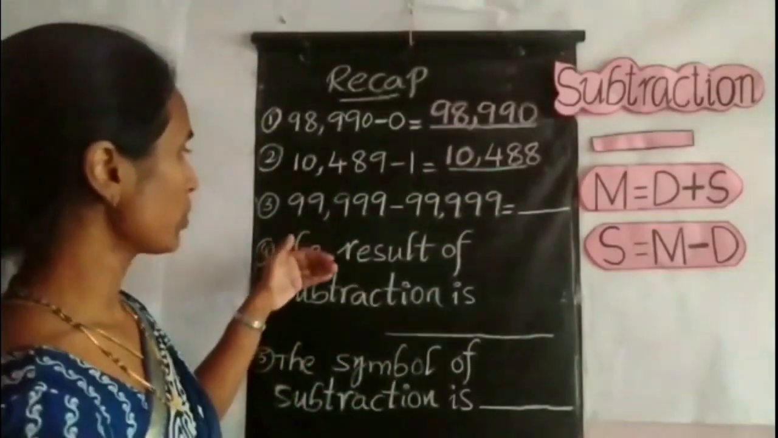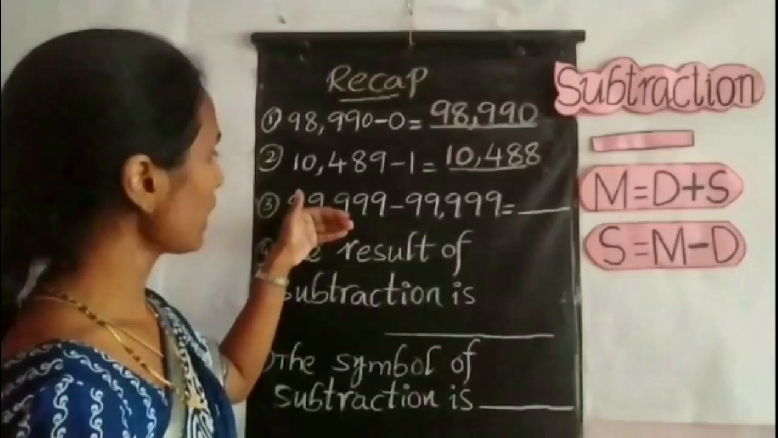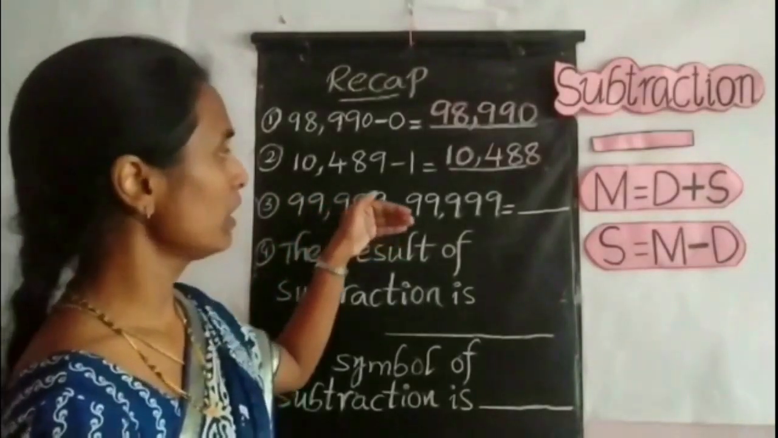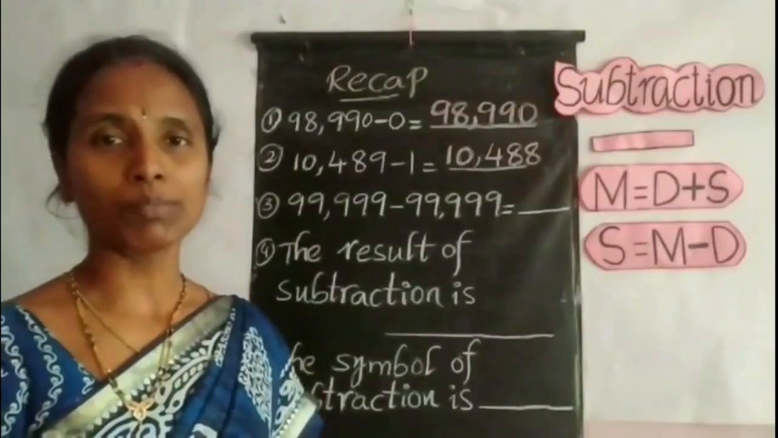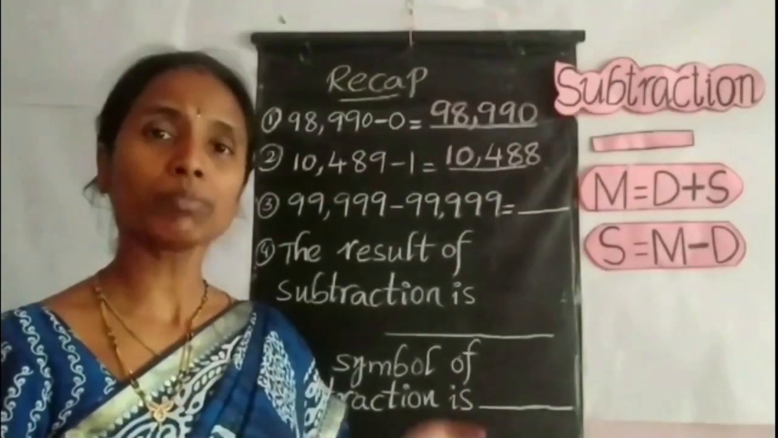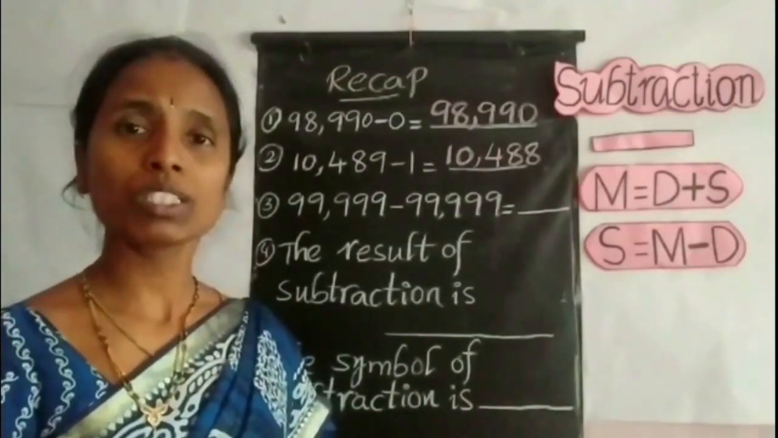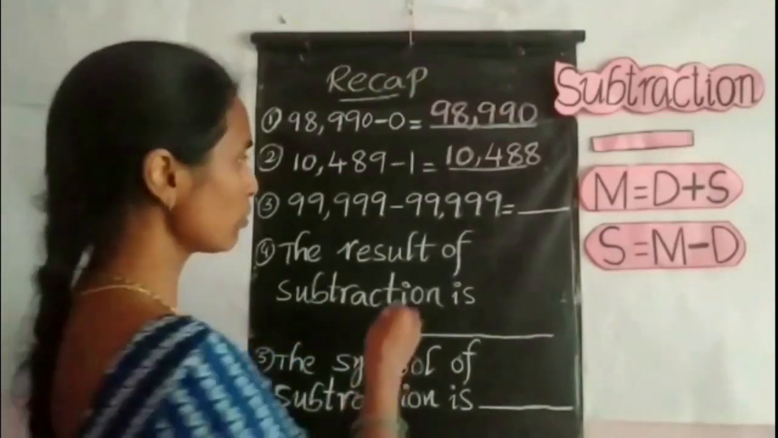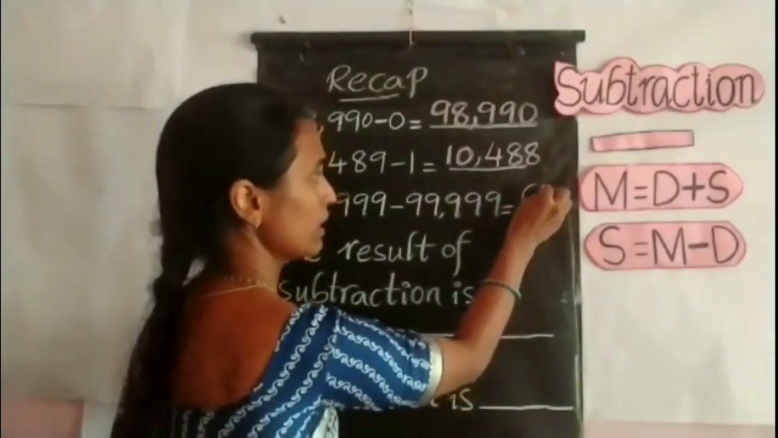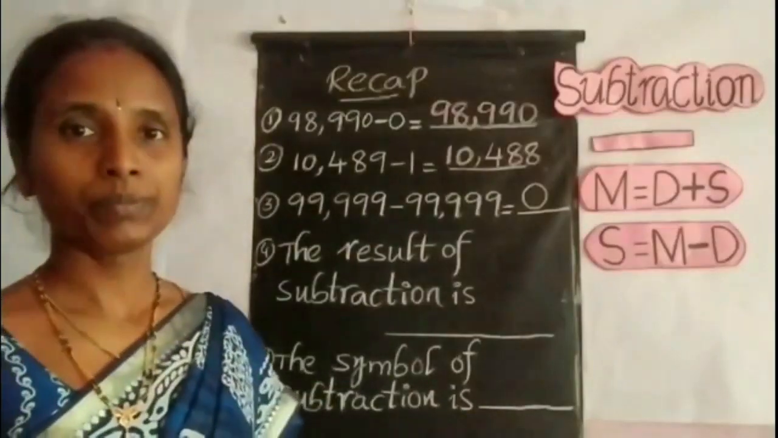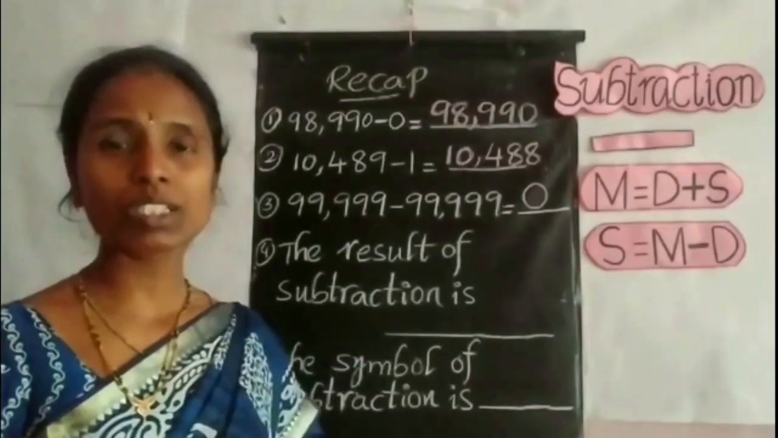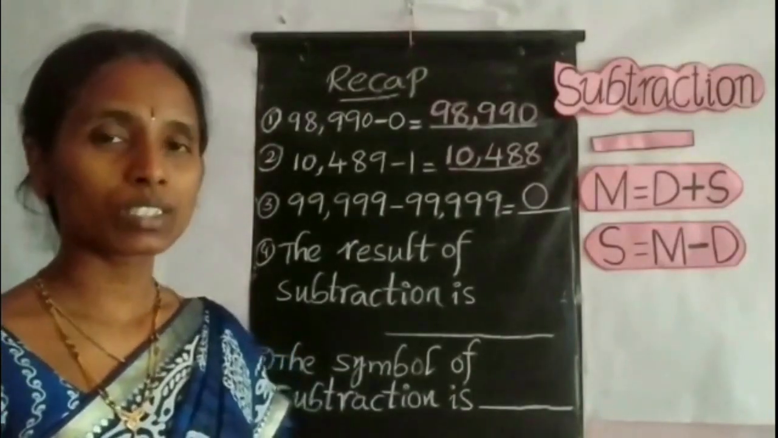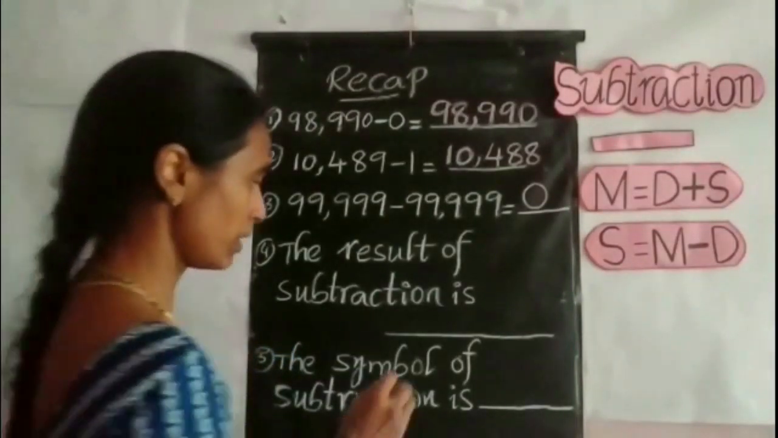Okay. Third question. 99,999 minus 99,999. If one number is subtracted from itself, what is the difference? The difference is what, children? Yes, exactly. It is 0. Okay, next question. What is the result of subtraction, children? The result of subtraction is the difference.